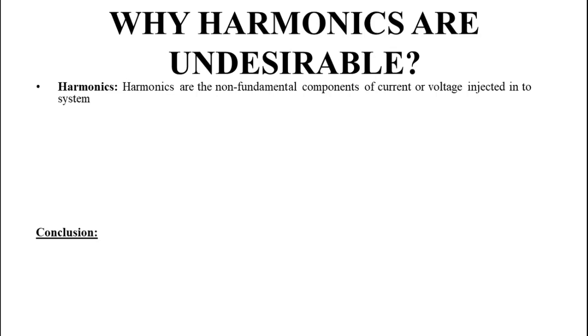This can be understood with this example. Here, suppose this is my desirable waveform. But what I get is this waveform. We can clearly see that this waveform is distorted. Why is this waveform distorted? This is distorted due to harmonics. So we can say that due to harmonics, waveforms get deviated from sinusoidal nature.